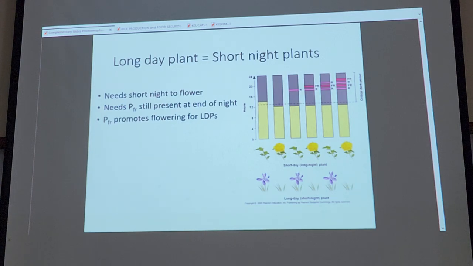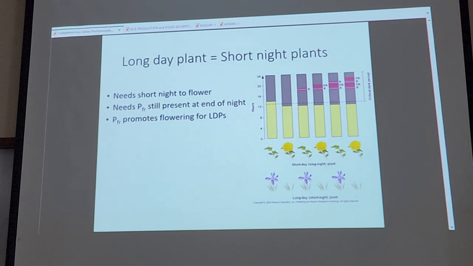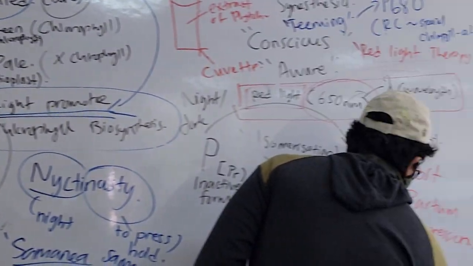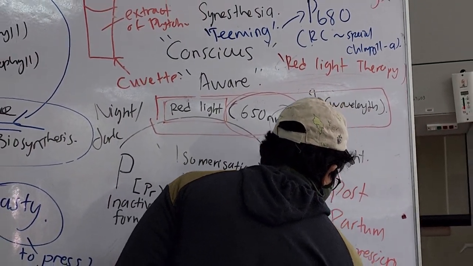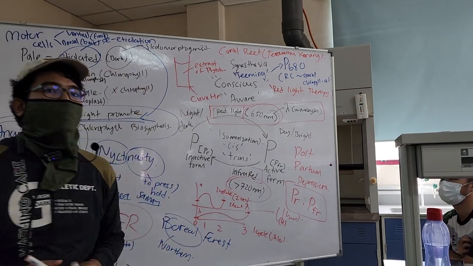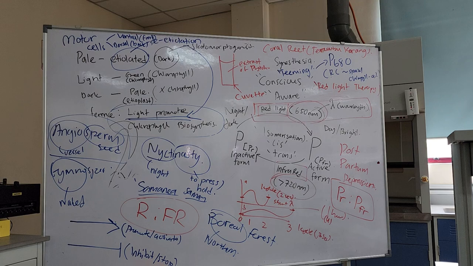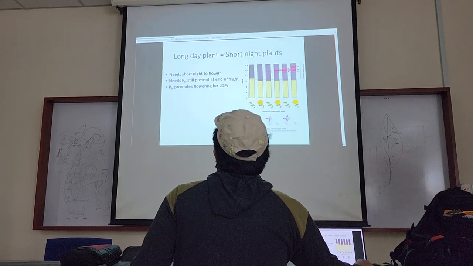How does it store the memory? Using a USB. The ratio of PR to PFR. So the ratio of this is the plant's memory. How much light have I received? It's not like your plant has a timer. You've got your phone, right? Set a timer, press the timer on your phone.